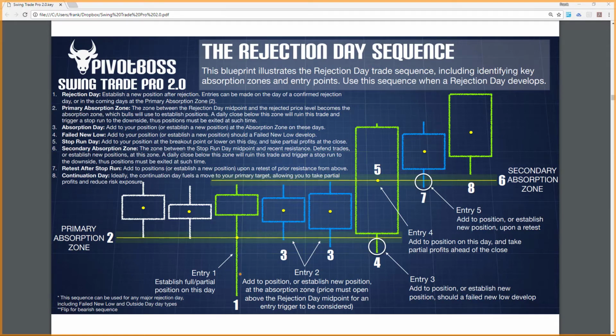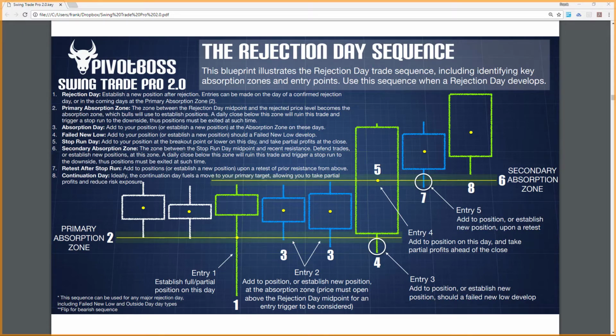Sometimes I'll get in down here before I know it's a rejection day because it looks like rejection is developing. So sometimes that can happen, but that is few and far between for the most part. Instead, let the day play out, and if in the last hour it's still showing rejection, you can look to enter at least a partial entry in the last hour of the day.